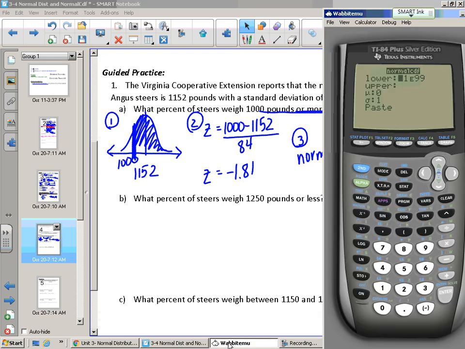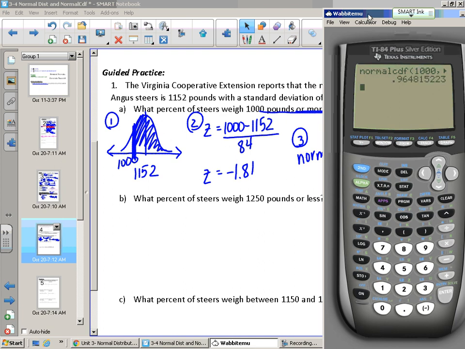I'll show you what this looks like in the calculator. So we're going to do second vars, normal CDF, the second one, and we're going to do 1,000. Then a really large number, just type in a bunch of zeros, the mean, and the standard deviation. If you have a different calculator, it comes up all as commas. You'll just type this in terms of commas in your calculator: normal CDF, the 1,000, comma, comma, comma.